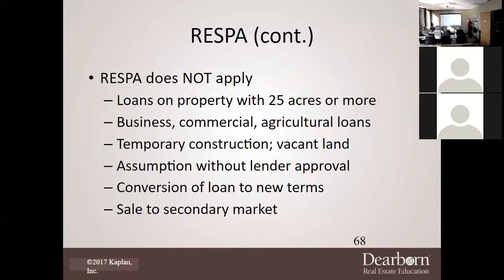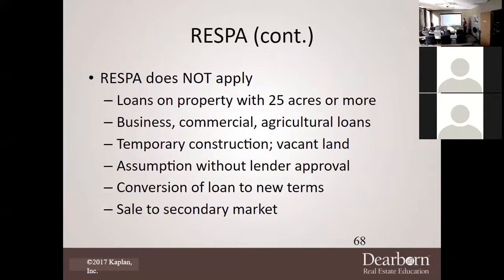However, RESPA does not apply to loans on property with 25 acres or more. So if you're buying more than 25 acres, or 25 acres itself, RESPA doesn't apply. If it is a business, commercial, or agricultural loan, it doesn't apply. If there is temporary construction or vacant land, it doesn't apply.